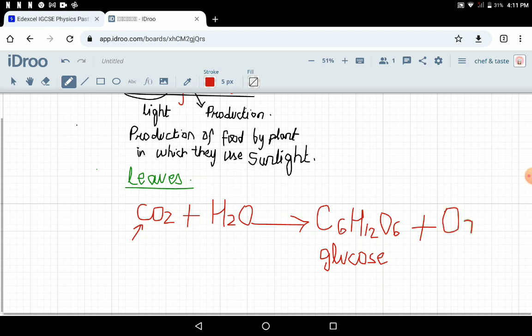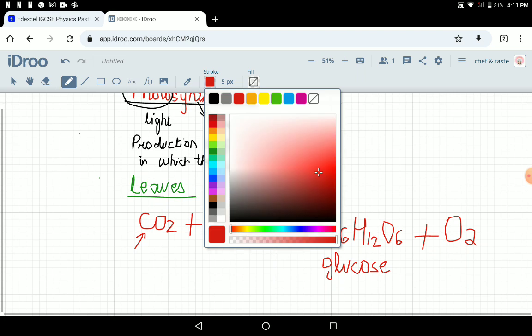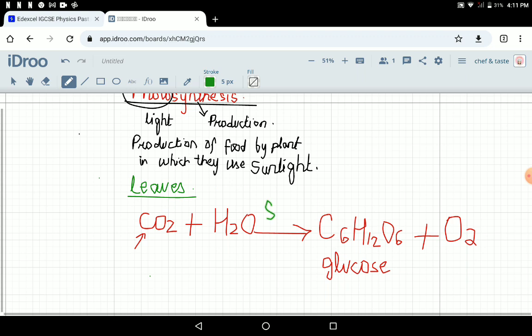And the byproduct of photosynthesis, which is also produced during the making of glucose, is oxygen. And you know, oxygen is quite a useful product which the plant uses for respiration later on. And what else is required here? Sunlight. So carbon dioxide, water, sunlight. You will write sunlight on top of the arrow, and chlorophyll just below the arrow. In this way it will make the complete reaction of photosynthesis: carbon dioxide, water, glucose, and oxygen.